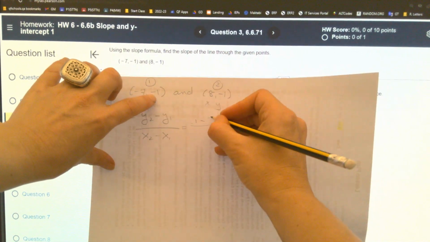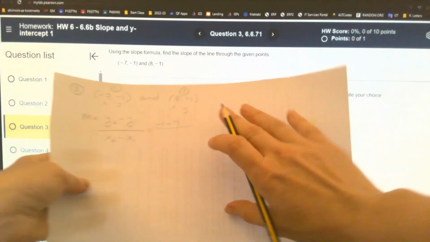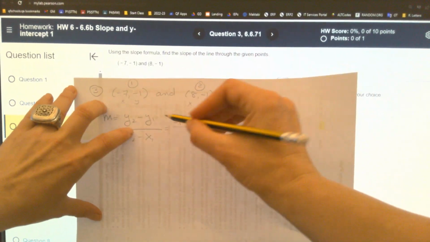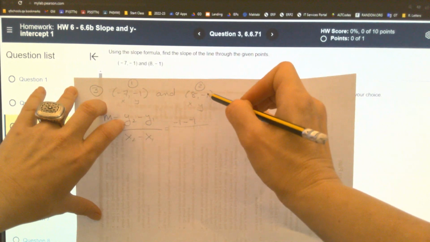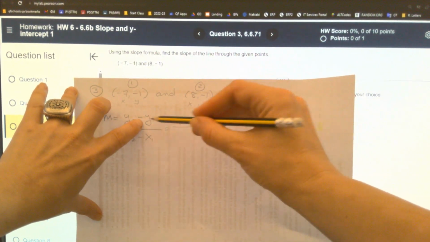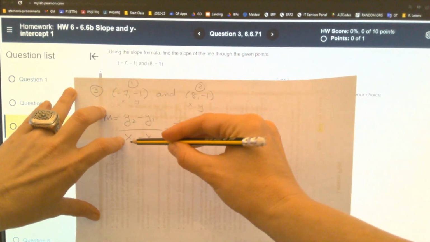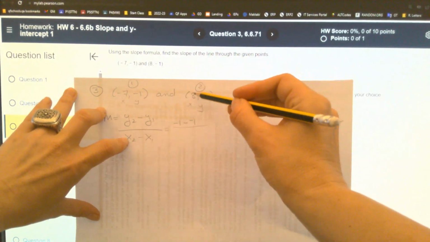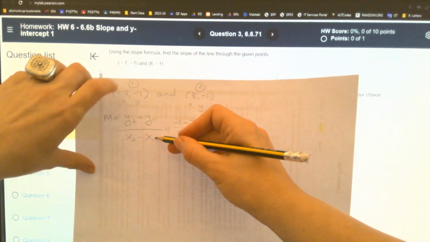That's -1. Just wait, someone's knocking on the door. Okay. So I go to, let's do that again. Point 2, the y coordinate. Then I subtract, and then I go point 1, the y coordinate. Then I go point 2, the x coordinate, which is 8. Subtract. Point 1, the x coordinate.